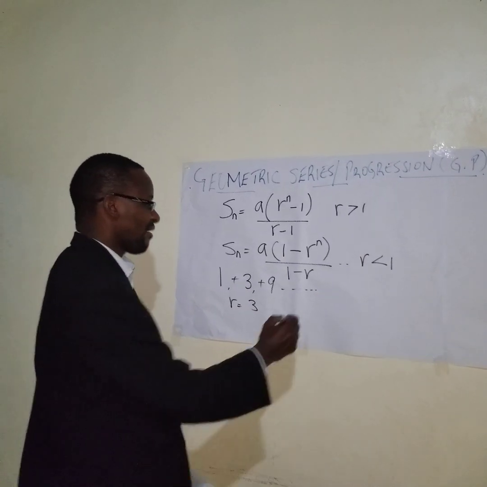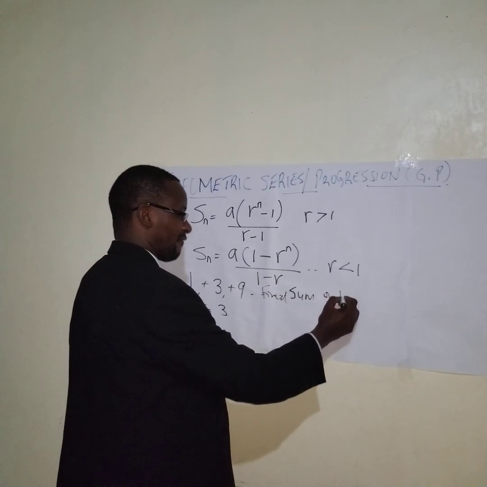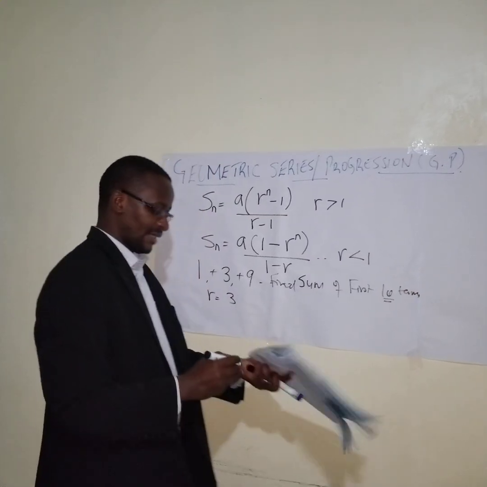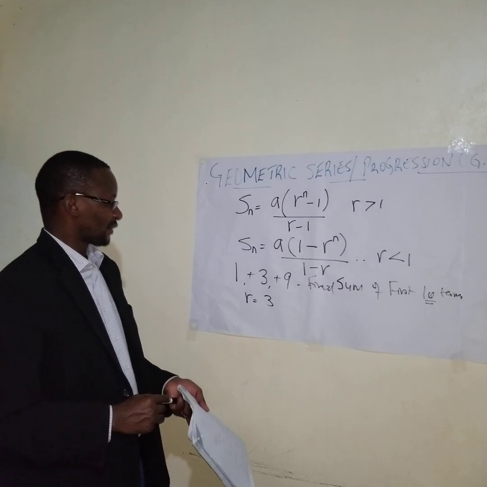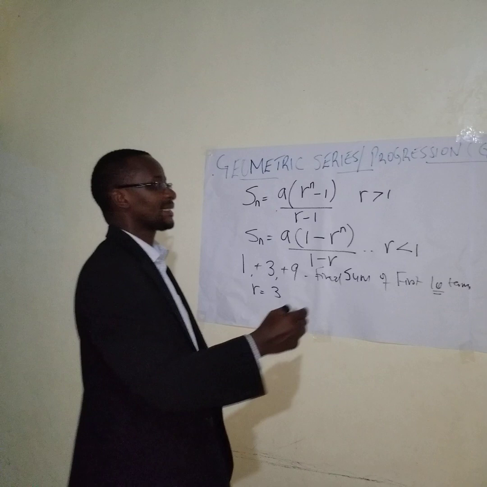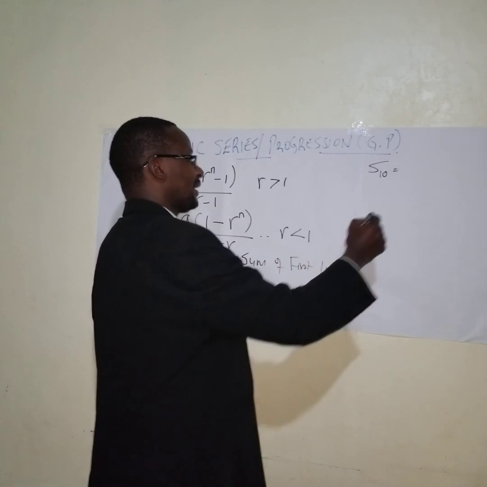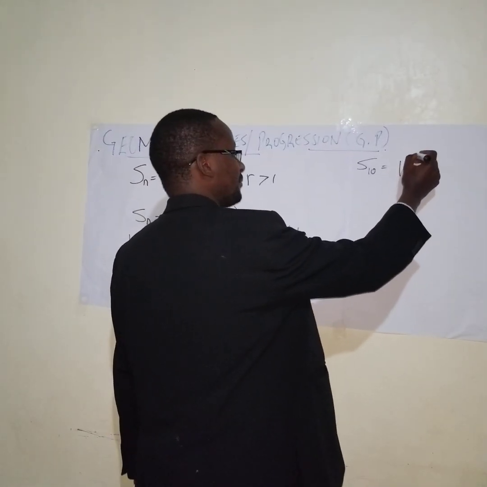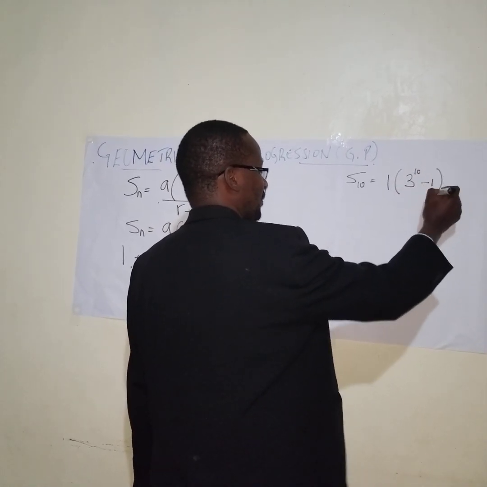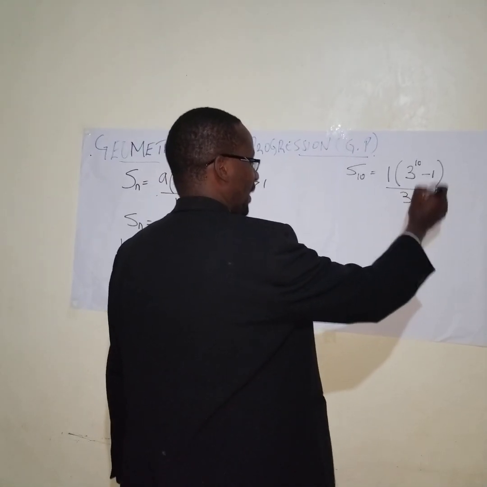And the question is, find the sum of the first 10 terms. 10, in that case, is your n. So the formula is the first one here. So we apply it. S10 is equal to A, which is 1, multiplied by R, which is 3, raised to power 10, then we subtract 1, divide by R, which is 3 minus 1.